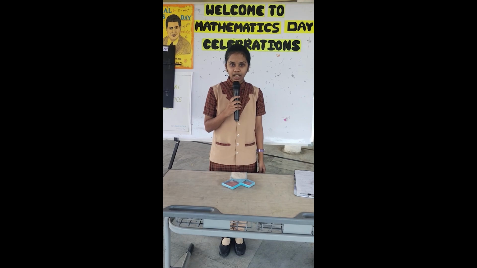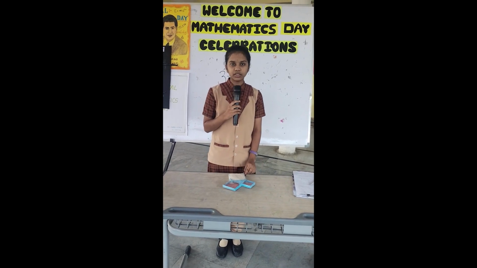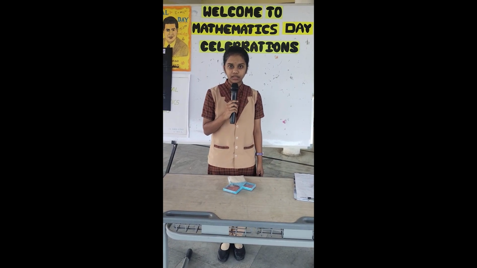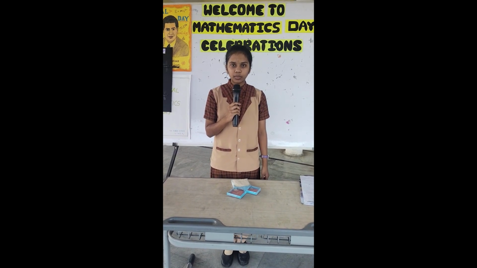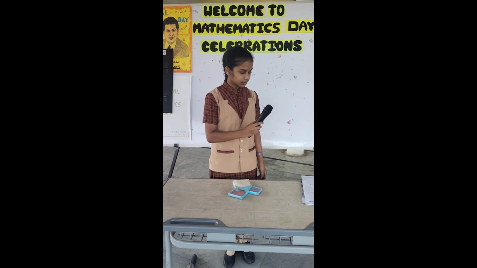Good evening everyone. I am Harini of class 9. I am here to explain the working model of Pythagoras theorem. This theorem is named after the great mathematician Pythagoras. It states that the hypotenuse square is equal to the sum of the other two side squares of the triangle.